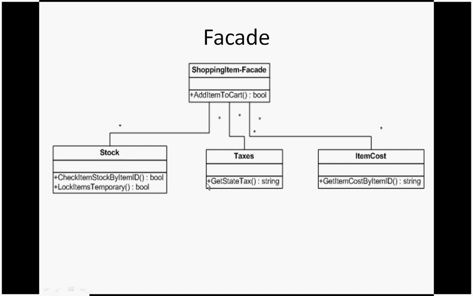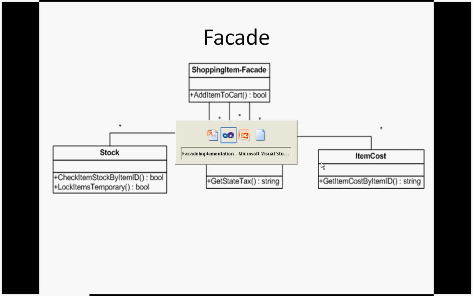What I did is I made the stock, taxes and item cost classes internal classes. So the client who is consuming and referring to this DLL cannot see these classes or what is inside them, because I specified the access modifier as internal. The shopping item class I specified as public, so the client referring to this DLL can see the shopping item as the facade class, and can access whatever methods exist in the shopping item class.